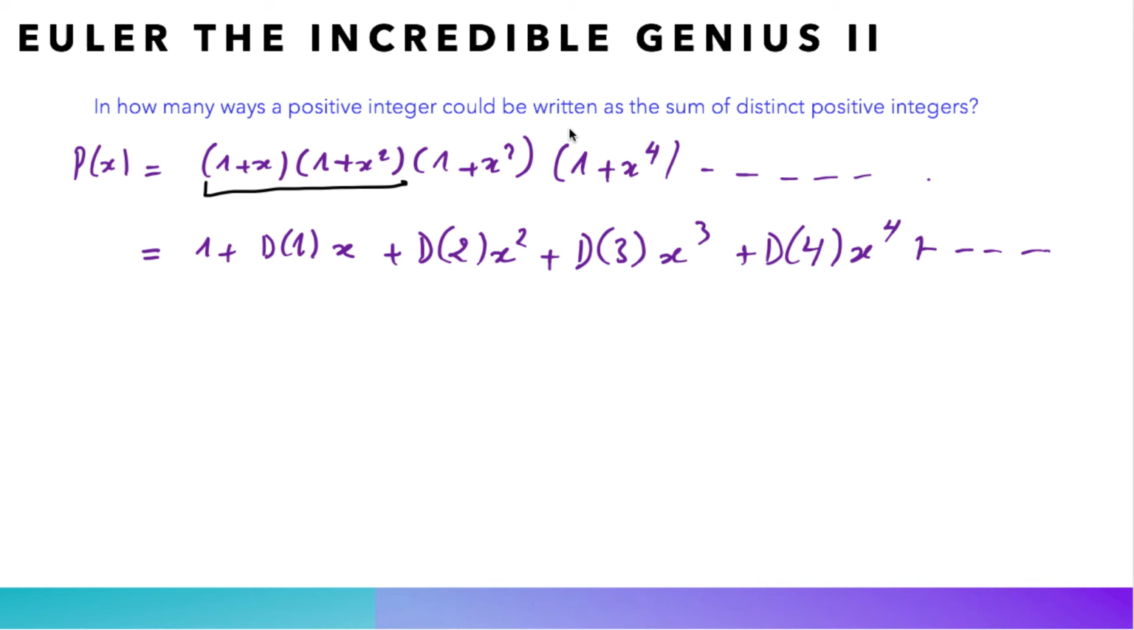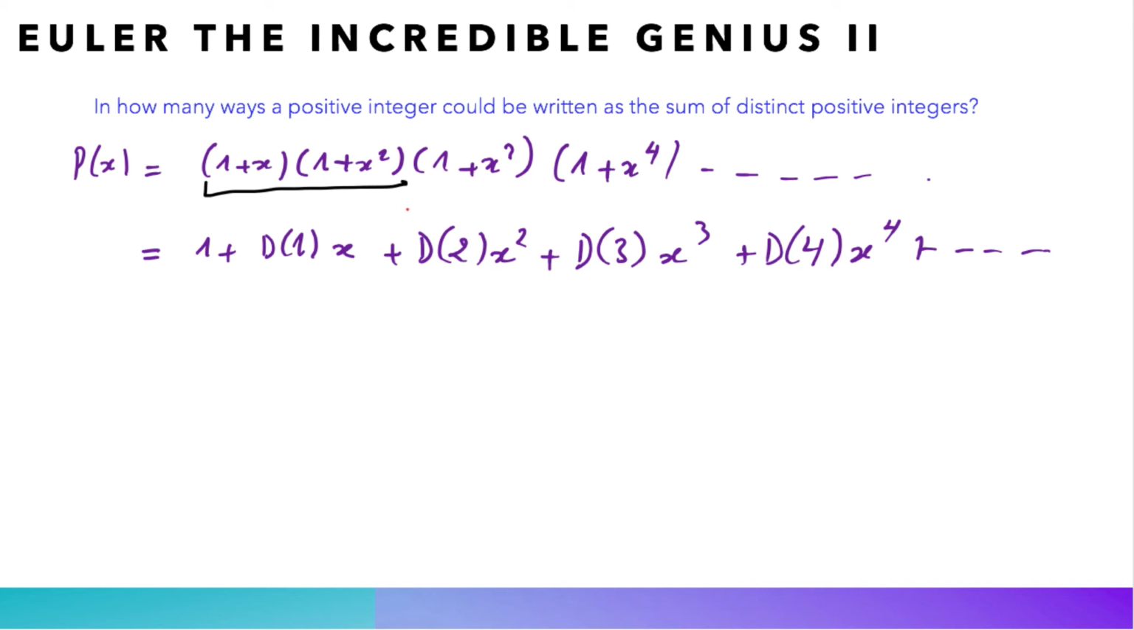Same thing with x to the 5th. Either it is only 1s and then x to the 5th and then only 1s, or a 1 then an x squared and then an x cubed and then only 1s, or an x to the 4th and only 1s. Thus we get either 5, or 2 plus 3, or 1 plus 4, and that's it. Hence, d of 5 is equal to 3.